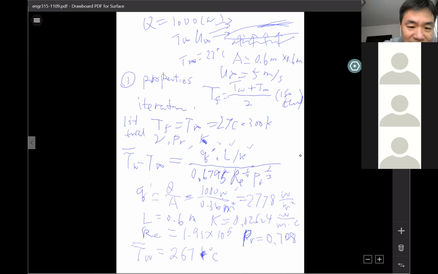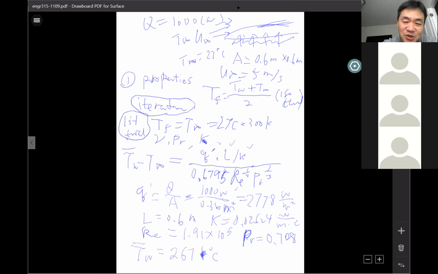Hey, look at this. This is just the first try. We are using iterative method. Okay, it's just first try because our starting point is wrong. I know my film temperature is not 27 degrees, 300 K. I'm using the outside flow temperature as my film temperature. Now it seems like my wall temperature is so high, and the outside is only 27.